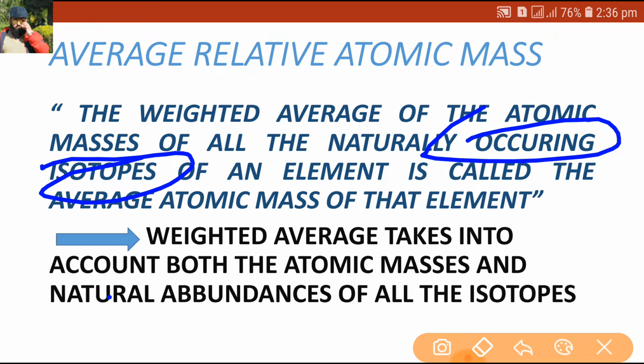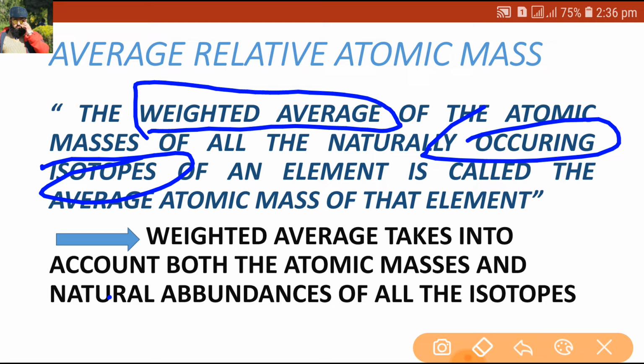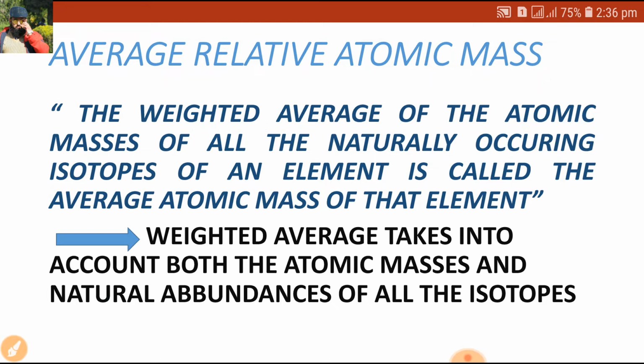This is known as average atomic mass or average relative atomic mass of that element. Two things are important: the weighted average. This is the weighted average of the atomic masses of all the naturally occurring isotopes of an element. Now, what is weighted average? What do we mean by weighted average?